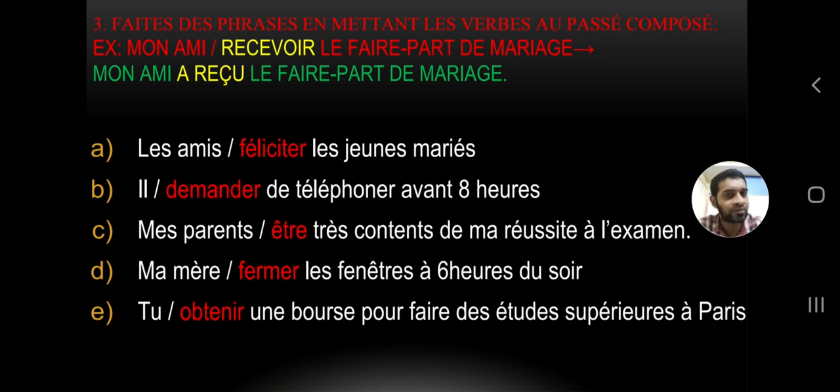To obtain a scholarship to do the higher studies in Paris. Okay, des études supérieures à Paris, which means higher studies in Paris. So the verb obtenir we already saw. The past participle, it's obtenu. Okay, obtenu. Tu as obtenu une bourse pour faire des études supérieures à Paris. Okay, you obtained a scholarship to do your higher studies in Paris.